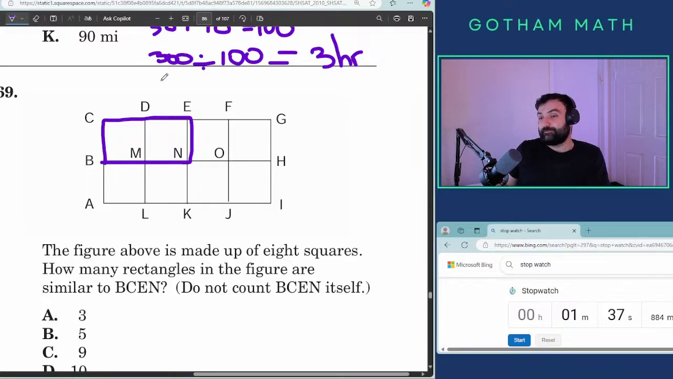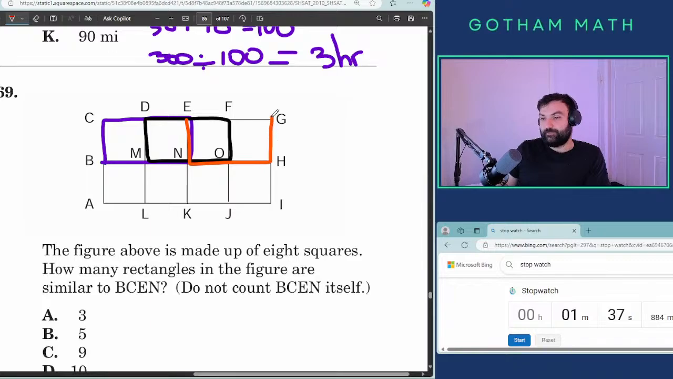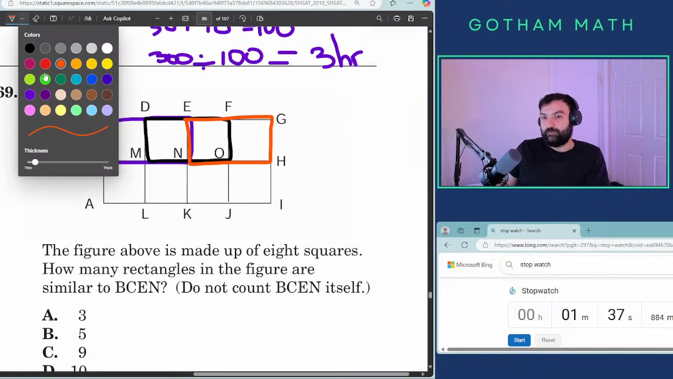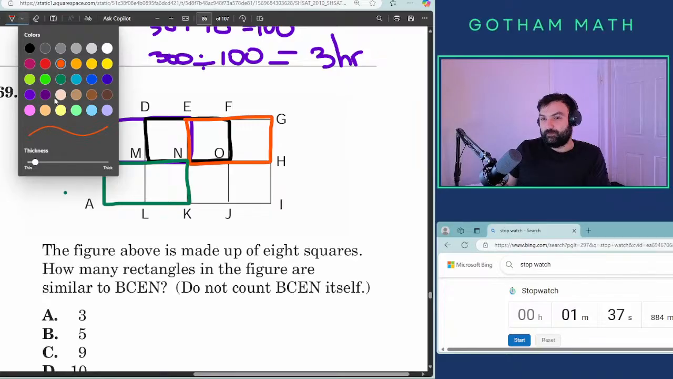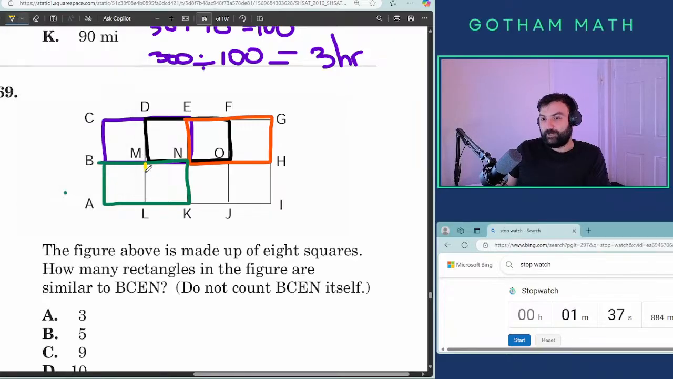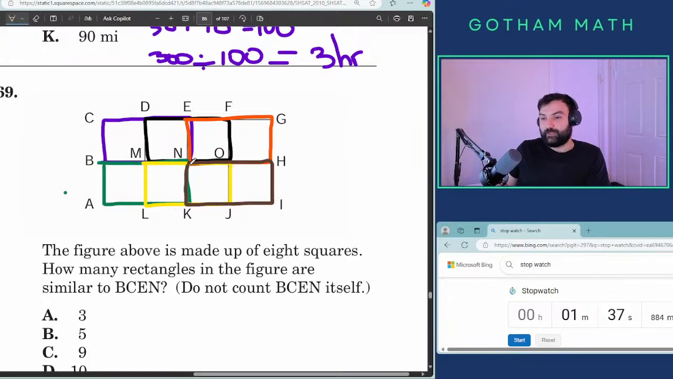Let's do it vertically first. One, two. I'll do it in different colors. Three. Same thing here. Four. What other color? Five. Six. All right, so there are 6 of them if I do it vertically. 1, 2, 3, 4, 5, 6.